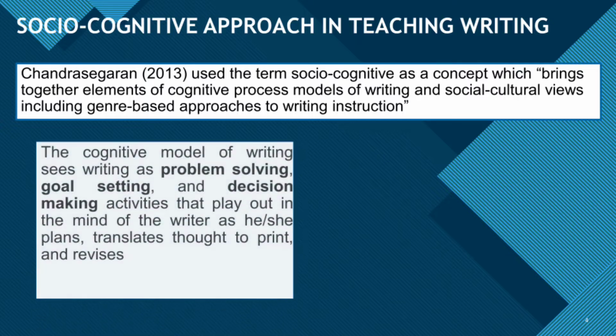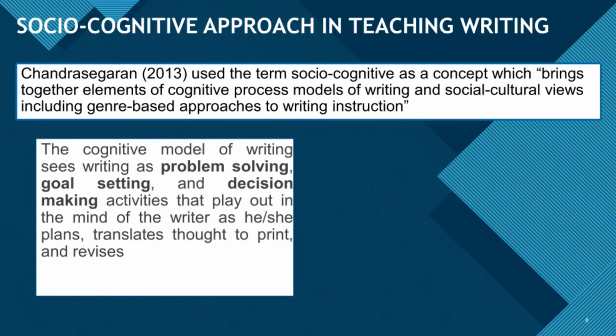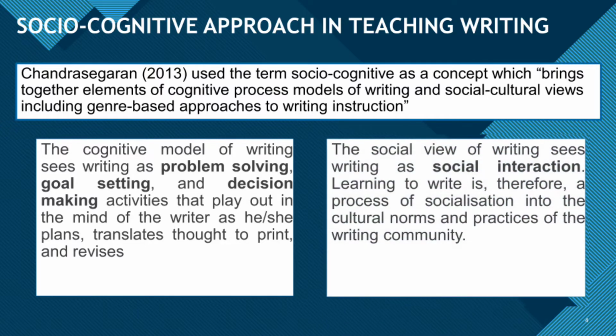When we say cognitive model of writing, it sees writing as problem-solving, goal-setting, and decision-making activities that play out in the mind of the writer as he or she plans, translates thought to print, and revises. It involves the thinking skills of the learners, or the thinking process on what to write, how to write, and why they are writing.